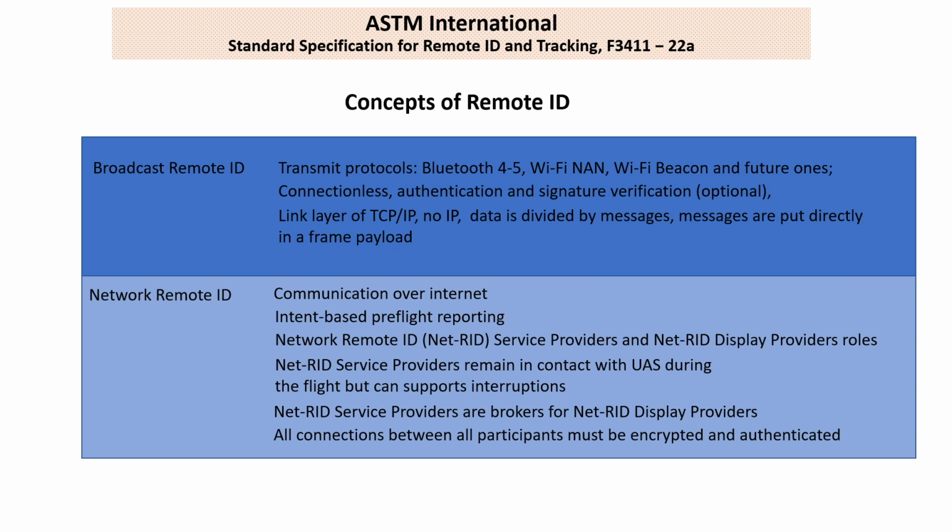Network remote ID service providers remain in contact with the unmanned aircraft during the flight, but support interruptions. As for network display providers, they get information from network service providers, and network service providers actually are brokers for them. All communication between all participants in network remote ID must be encrypted and authenticated.